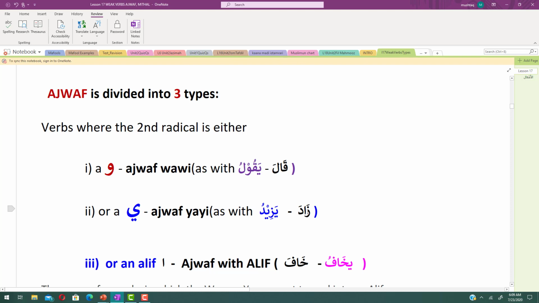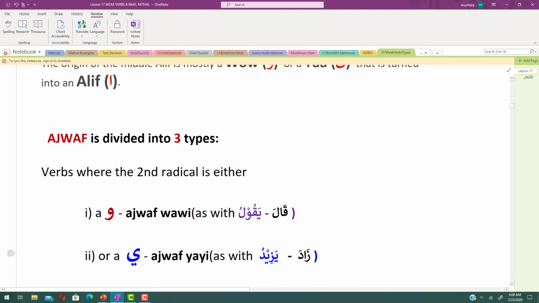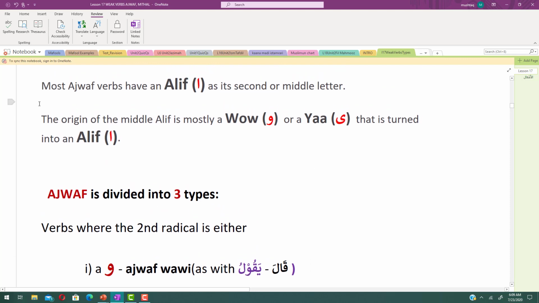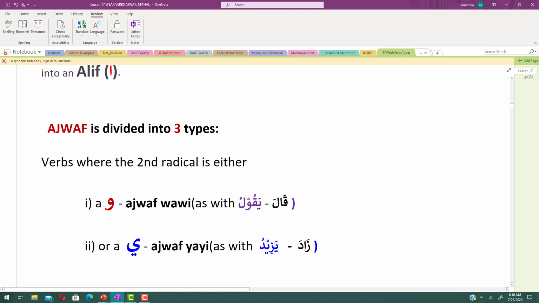So whenever you have an alif, you should remember that it's either a waw or a ya most of the time. That's what this note says. Most ajwaf verbs have an alif as their second or middle letter, like qala, zada. The origin of the middle letter is mostly a waw in case of qala, yaqulu, or a ya in case of zada, yazidu, that is turned into an alif, qala and zada.